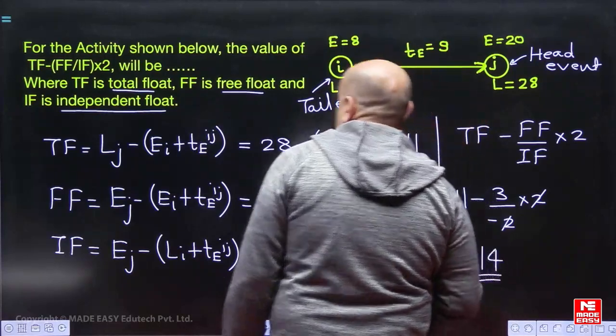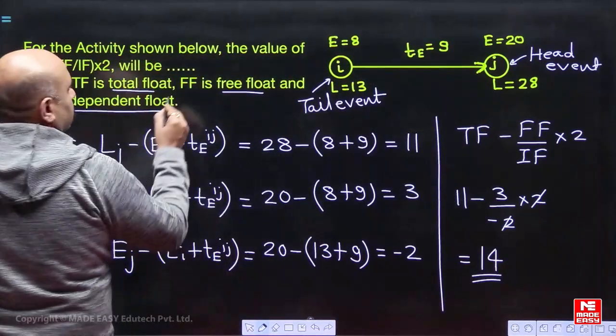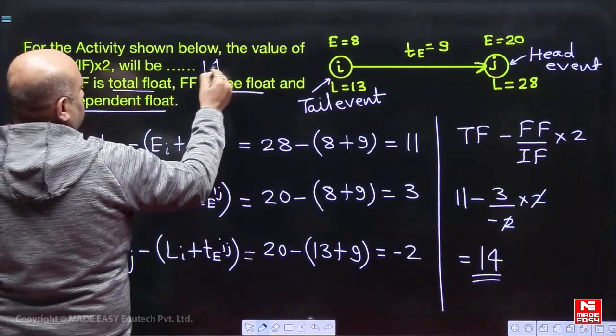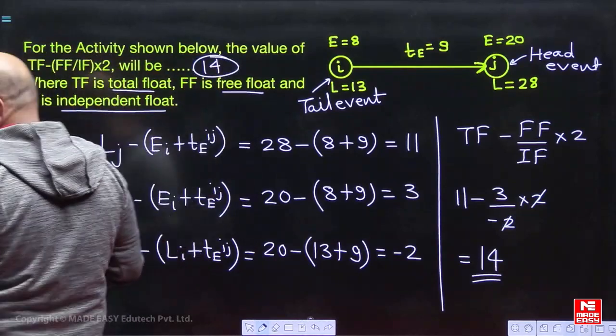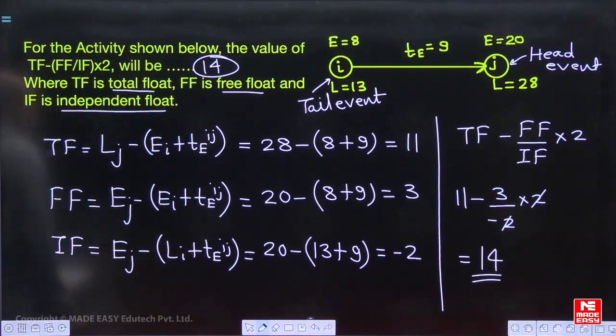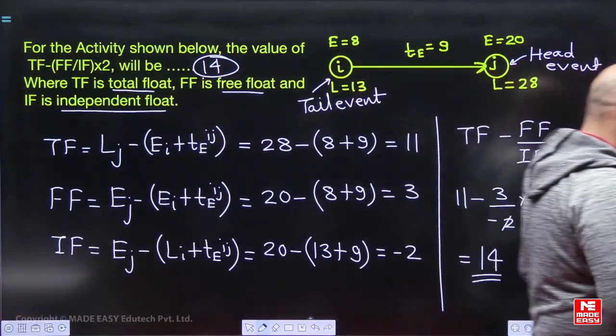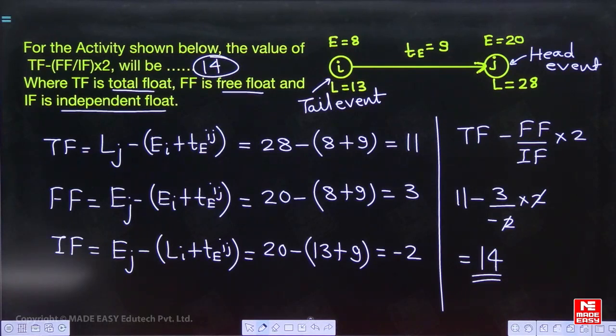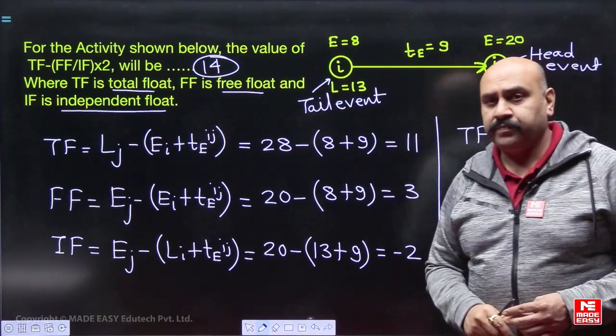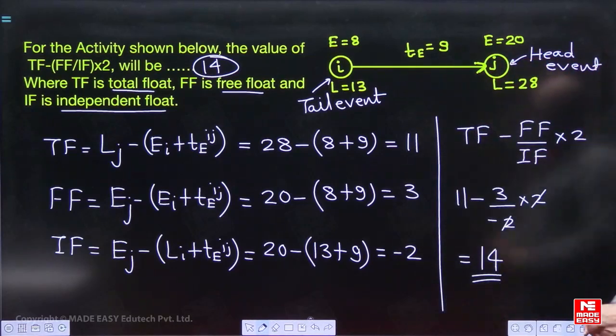So our answer here is 14. That will be our answer for the question. So do remember, these formulas are very, very important: total, free, independent, and mainly directly from the network diagram for the GATE point of view. So hopefully everybody got it. Then we should move to the next question. Next problem.